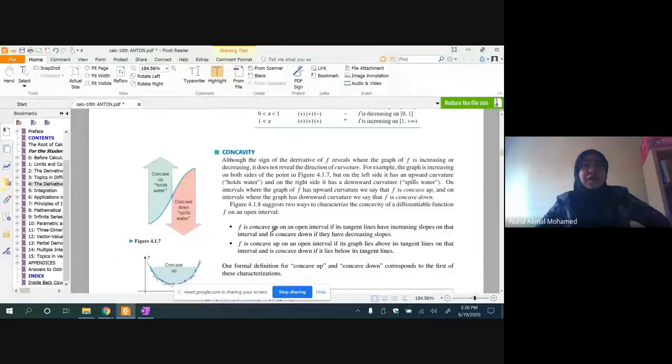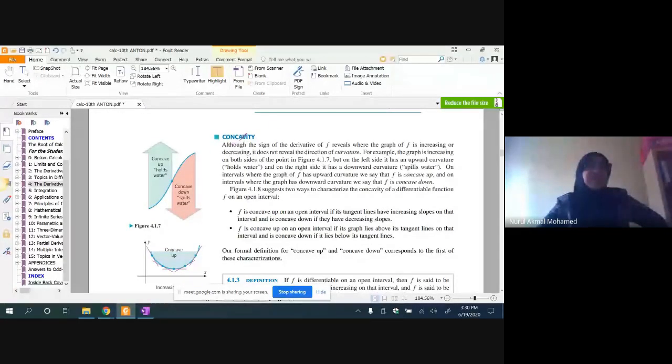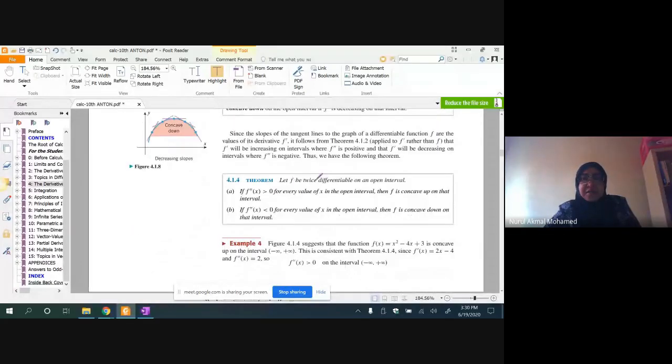So the next chapter topic is concavity. Concavity is actually our second derivative test. I've mentioned that before. The theorem says that if f double prime is greater than 0, then f is concave up. If f double prime is less than 0, then f is concave down.